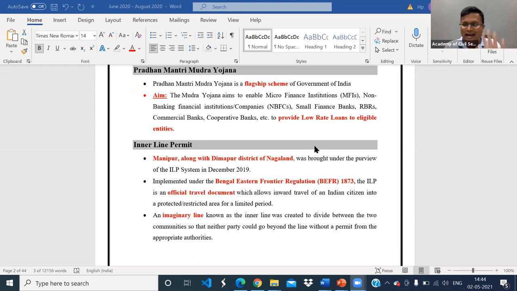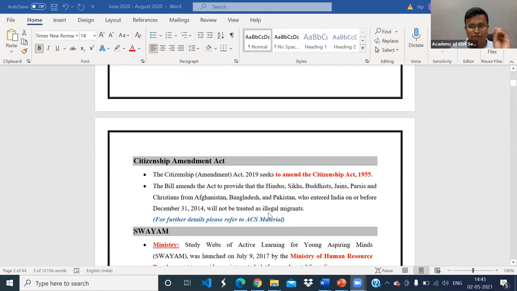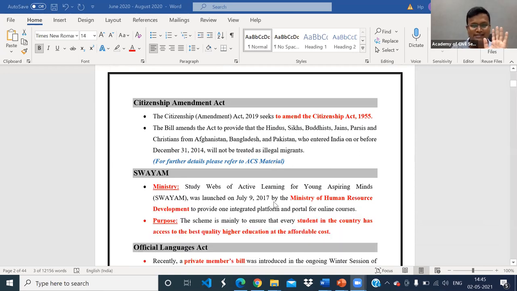Yes. Then under the Viceroy, the Central Legislative Council passed an act in 1873 known as the Bengal Eastern Frontier Regulation Act. This was the first time the inner line permit system was introduced into the tribal states of Northeast India. We still continue it even after independence. Citizenship Amendment Act, obviously, we must study once again. And all of you, please refer: I have taken the class on Indian polity in the chapter of citizenship in detail. You refer to the ACS class PPT and you will get it.